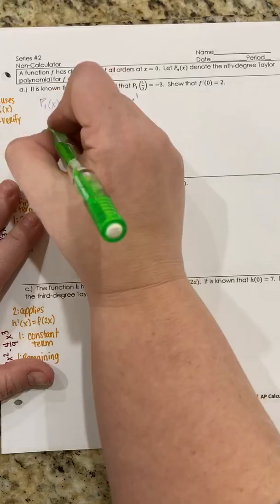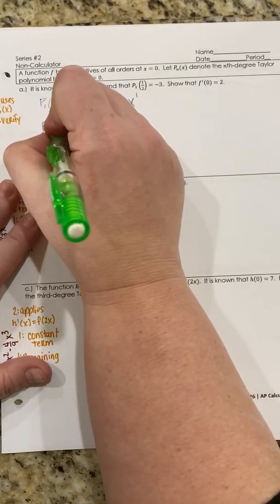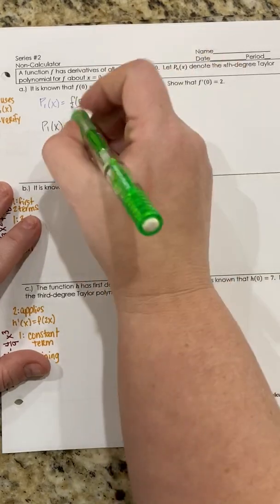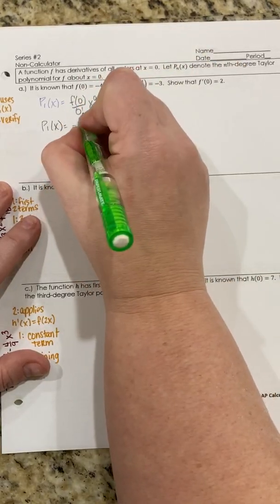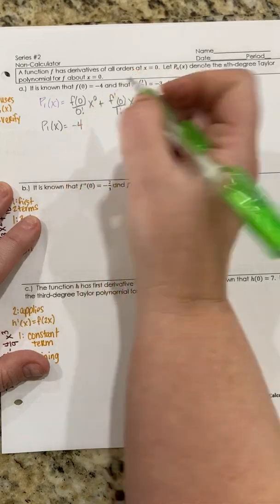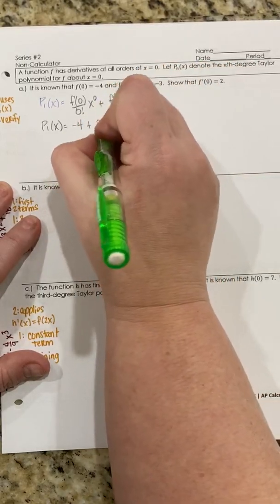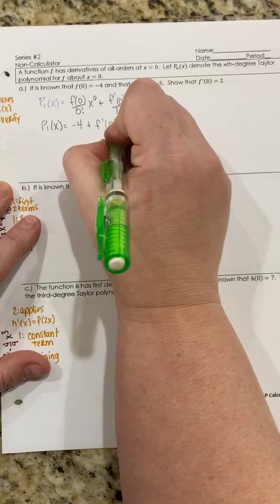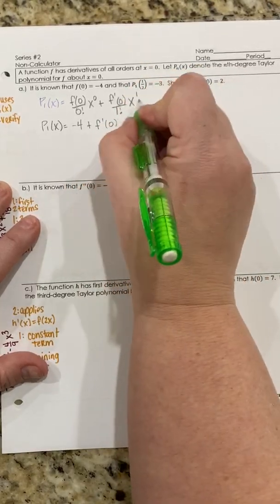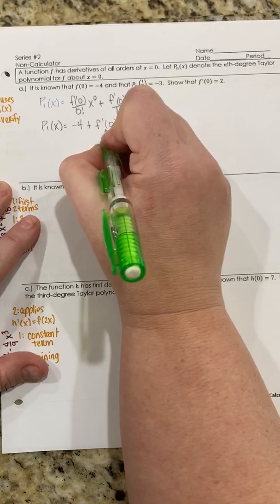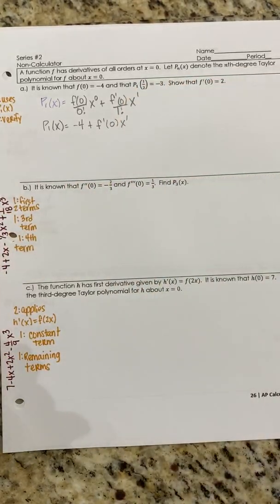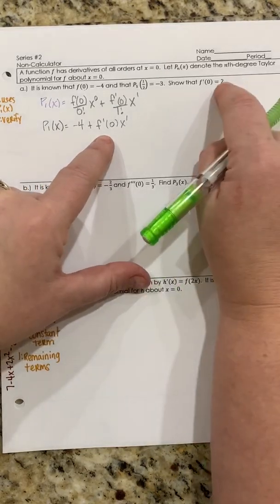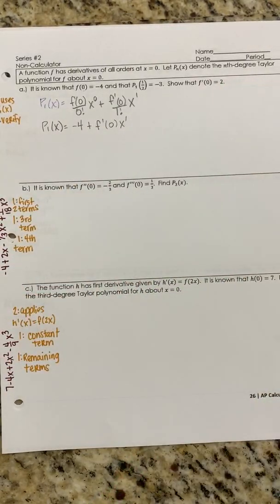So P1 of x is equal to f of 0, which is -4, over 0 factorial, which is over 1, times 1, plus f prime of 0 times x to the first over 1 factorial, which is over 1. Now I'm trying to show that the first derivative is equal to 2, so what I'm going to do is plug in everything they gave me.